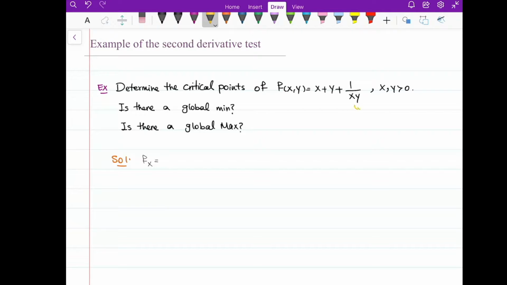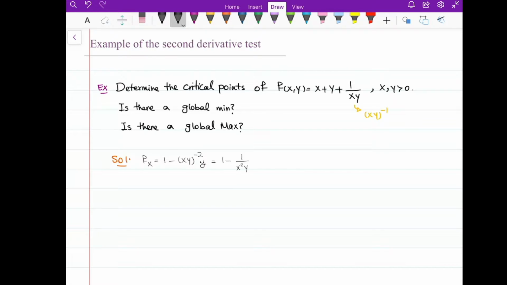Let me rewrite this part of the function as xy to the power of -1. Now, when I take the derivative with respect to x, I get 1, 0, and then I'm going to use the chain rule in here. So 1 minus xy to the power of -2, and the derivative of the inside function with respect to x is just y. So I can rewrite this as 1 minus y over x squared y squared, and if I simplify that, I get this.